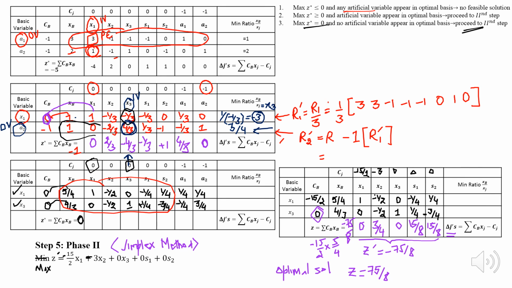When x1 value is, what is the value of x1? 5 by 4. x2 value is 0 and x3 is 4 by 3. So that's my optimal solution, that's my optimal value of the objective function. This is for delta z we are making. Okay, so that's how we will apply the two-phase method on a linear programming problem.